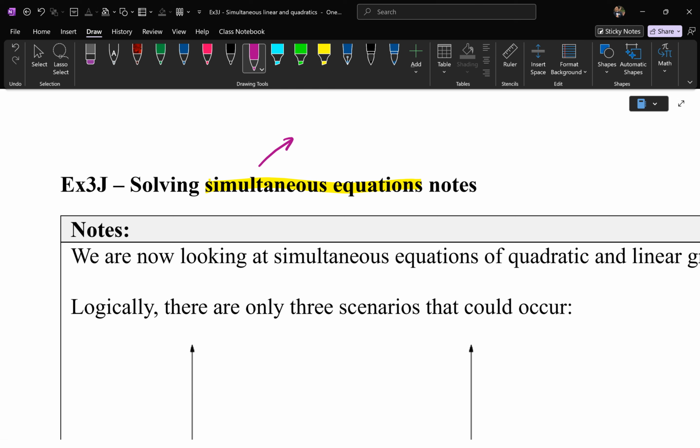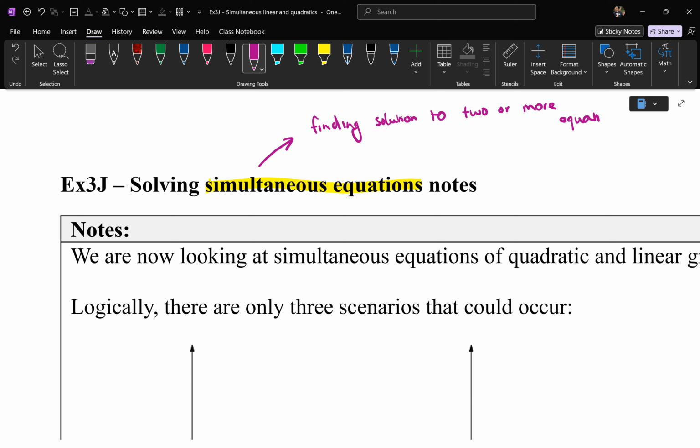Finding an answer to a variable that suits two or more equations. Okay, two or more equations. That's very good. So finding a solution to two or more equations.